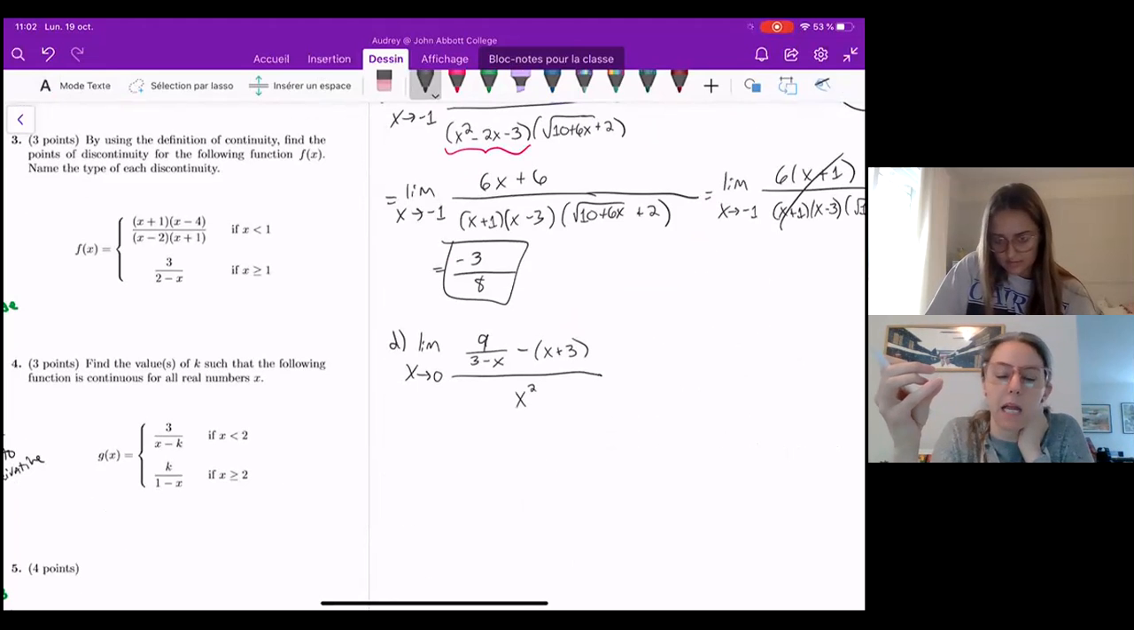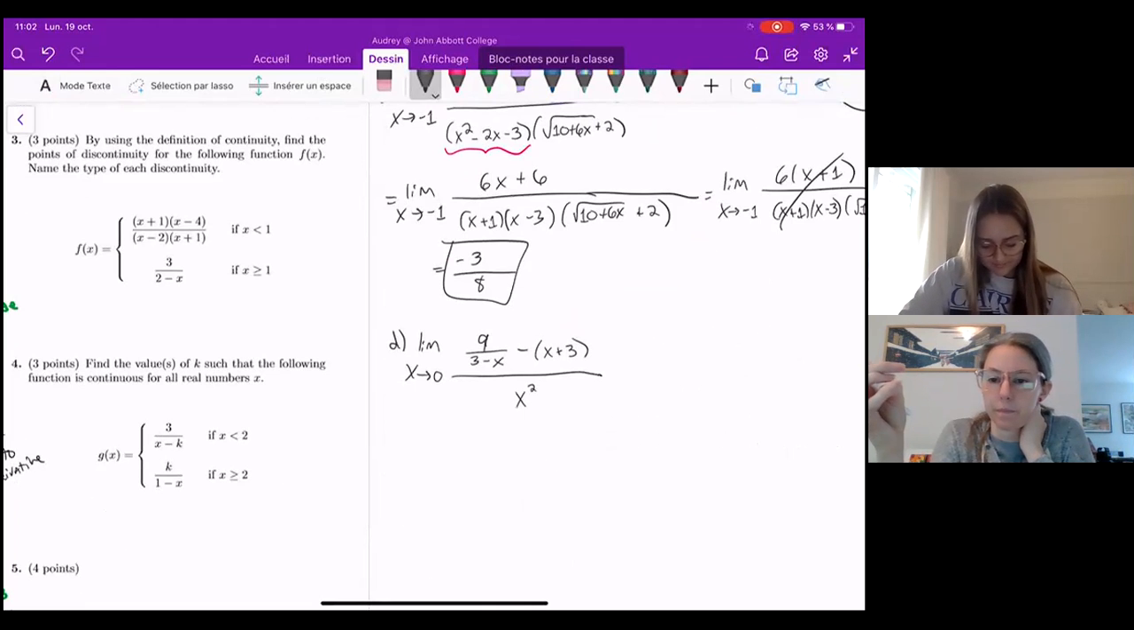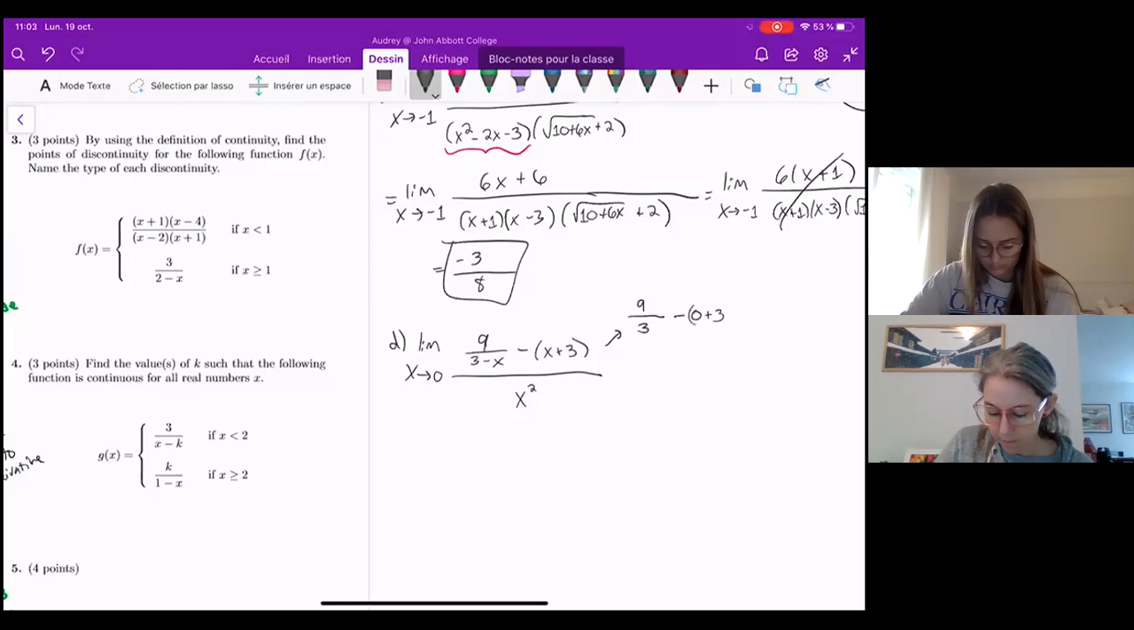What happens when I plug in here? I get division by 0. Do I also get a 0 on the top? Yeah, I do. So I'm going to write it down. I have 9 over 3 minus 0, minus 0 plus 3. So that's actually 3 minus 3. So I do end up with 0 over 0.